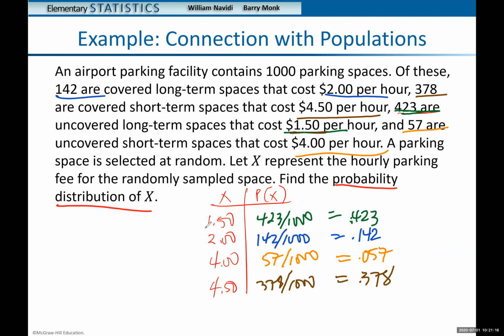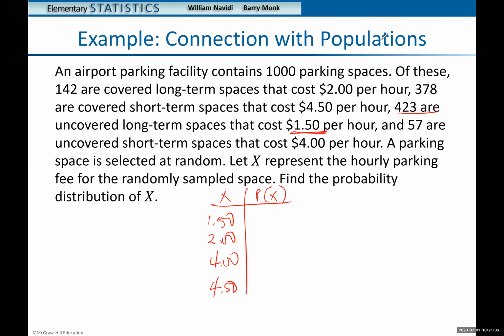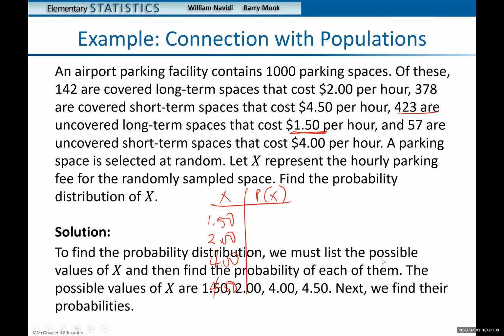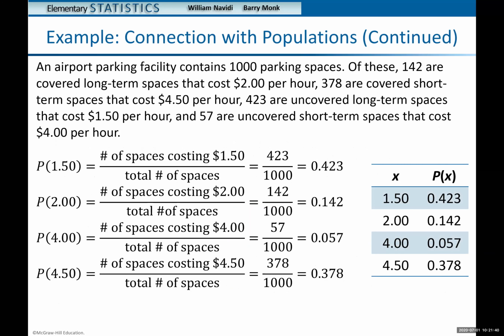You have the column X and P of X. So you're going to see it here. This is our probability distribution. Any questions?